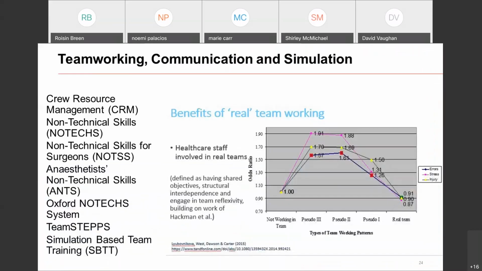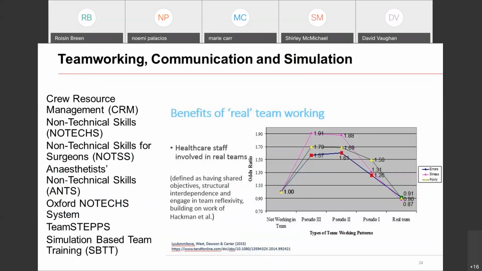So in terms of teamwork, communication and simulation, a lot of programs have come from other industries, and they're all based around crew resource management, which is from aviation. But it's about how we implement these within a human factors framework. It's not just another thing we have to do. There is a misunderstanding that human factors is about communication. It is about communication, but within the system, and understanding that. And I think this slide is really good, from Mike West at the King's Fund.